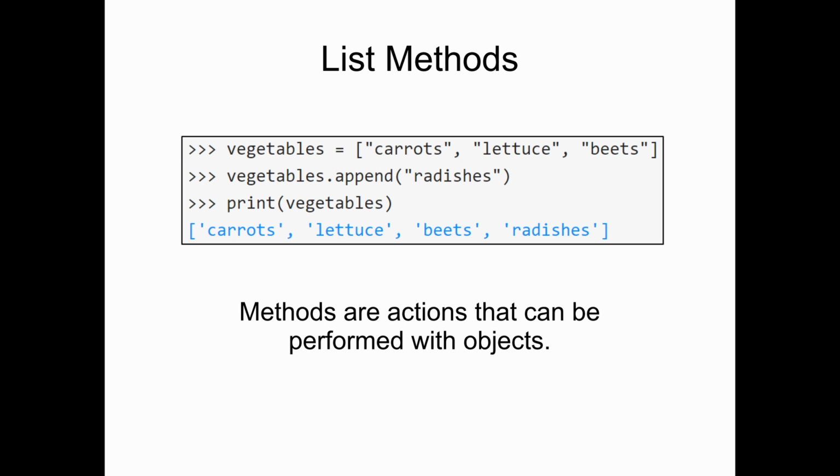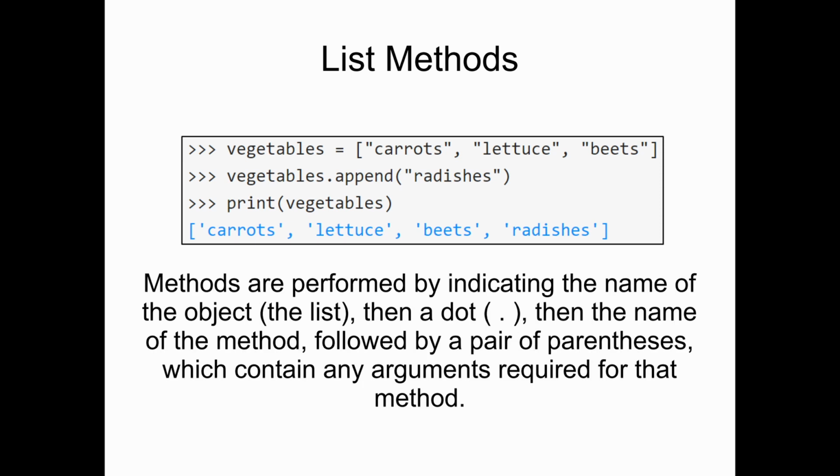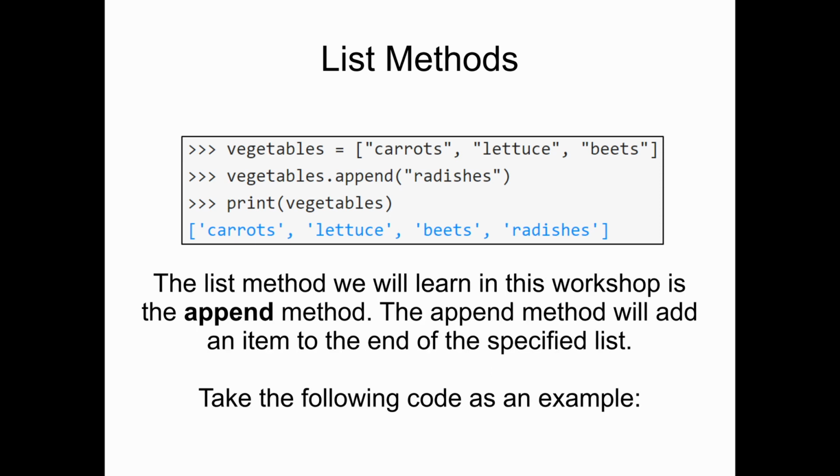Methods are actions that can be performed with objects. Methods are performed by indicating the name of the object, then a dot, then the name of the method, followed by a pair of parentheses which contain any arguments required for that method. The list method we will learn in this workshop is the append method. The append method will add an item to the end of the specified list.